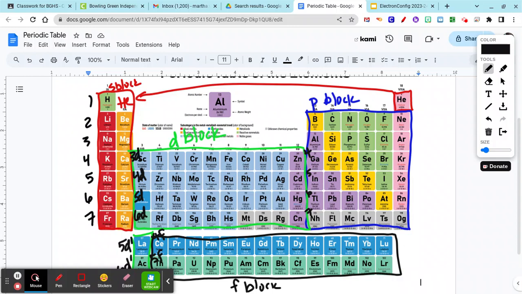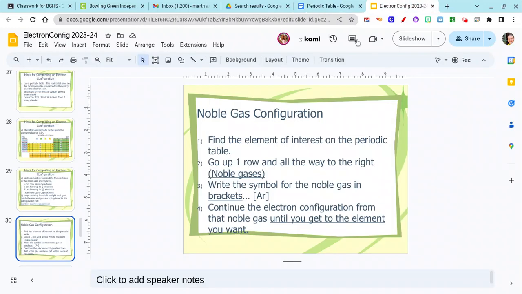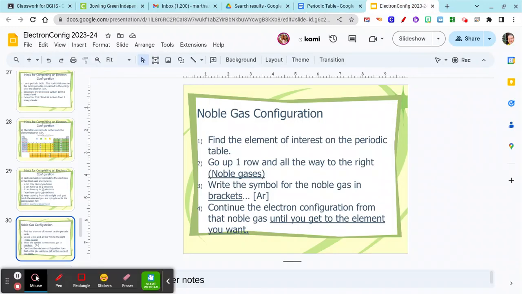Good morning. Today we are going to learn how to do the shortcut of electron configuration, also sometimes called abbreviated electron configuration or the noble gas electron configuration. Before we get started, I wanted to show you that there are a few steps that you need to follow when you do noble gas configuration, and this makes your life a lot easier. So I would write down these steps in your notes.